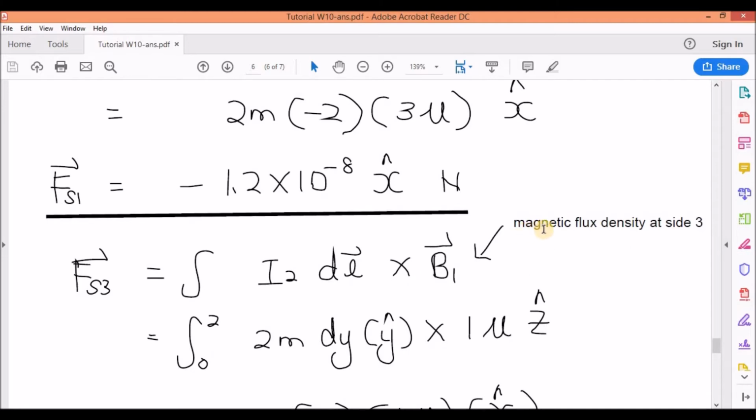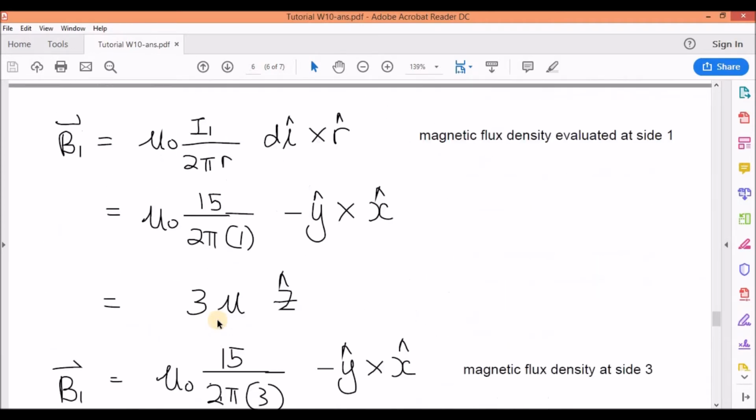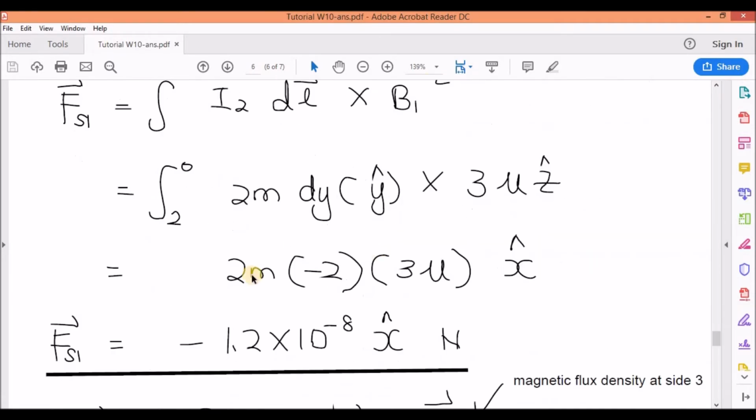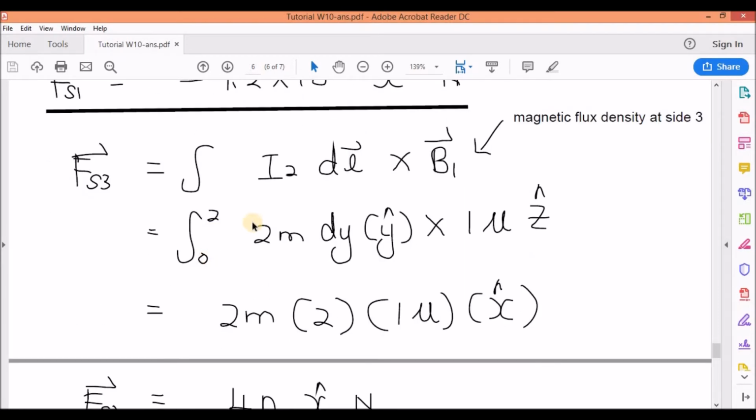Next I will move on to side 3. For side 3, you still have current I2, because the same current is flowing on all the sides. This one is the length dy. I still put unit vector y, and for this interval I need to refer to the direction of my current. Look at side 3: current is flowing in the positive y direction, and the length of y is from 0 to 2. So it will be from 0 to 2, and you take the value of B1 for side 3.